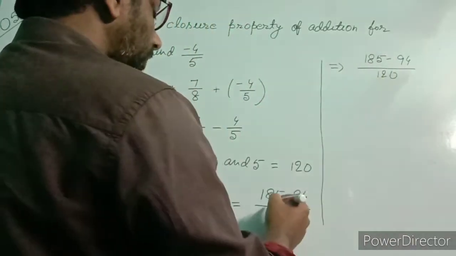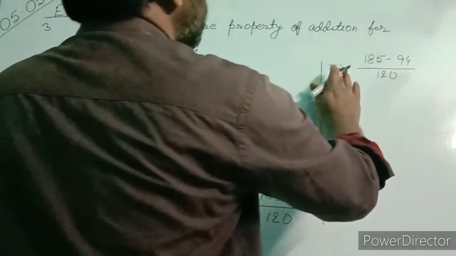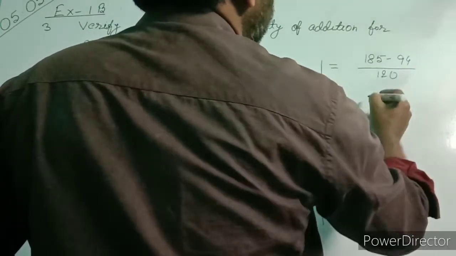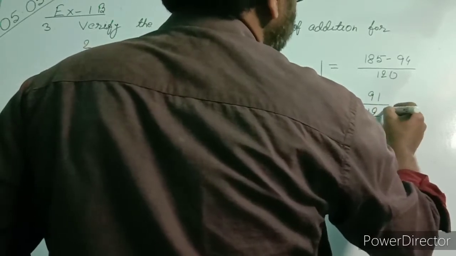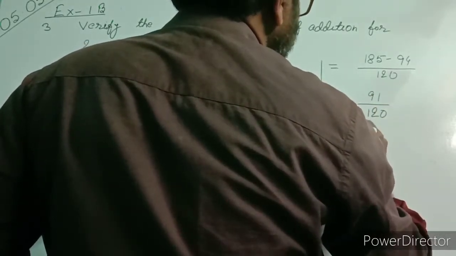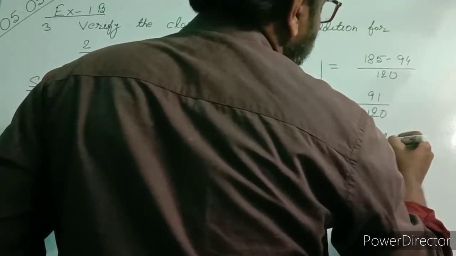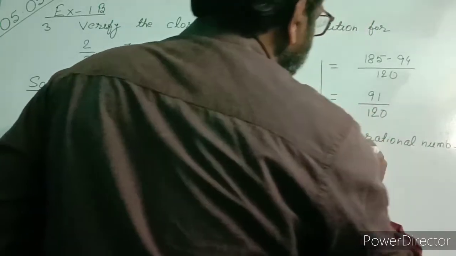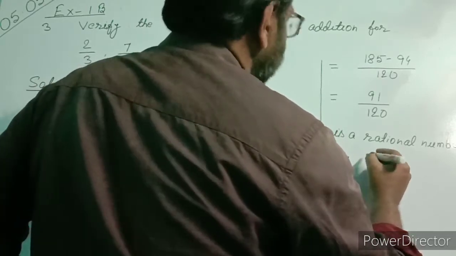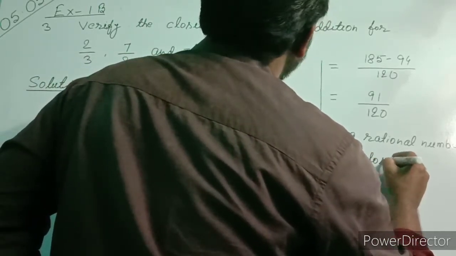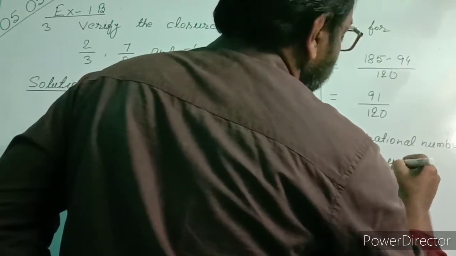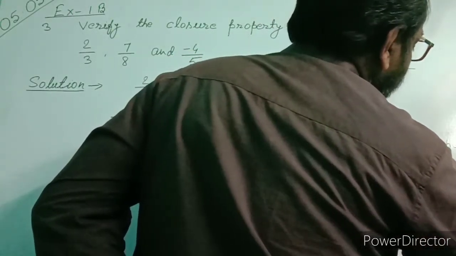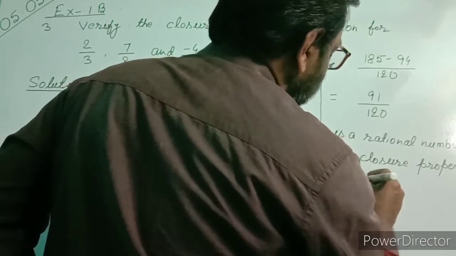This is followed here. 185 minus 94 by 120 implies that it is equal to 5 minus 4 1, 18 minus 9 9 by 120, which is a rational number. So closure property is satisfied.